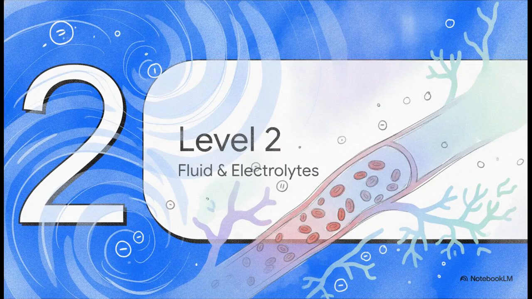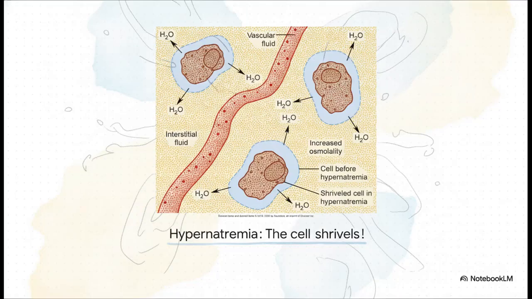Moving right along to level 2, fluid and electrolyte balance. I want you to imagine what physically happens to a cell when you add way too much salt to the extracellular fluid. This is hypernatremia. Water always wants to balance things out by moving to the area of higher osmolarity. So, when the vascular fluid becomes highly concentrated with sodium, it acts like a giant magnet, pulling water straight out of the surrounding cells. The result? The cells literally shrivel up like raisins. And this is exactly why severe hypernatremia causes such profound neurological dysfunction.